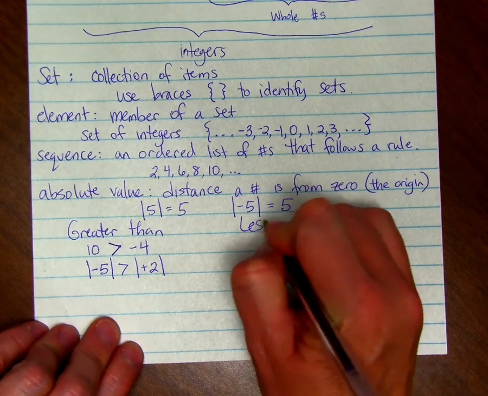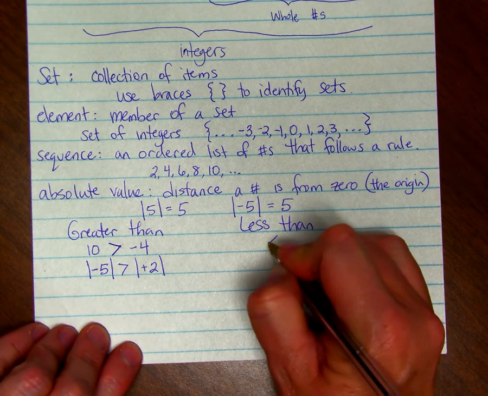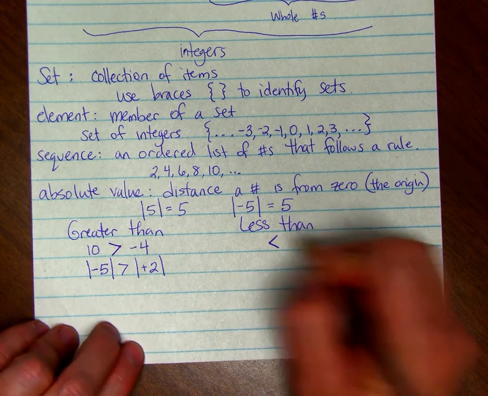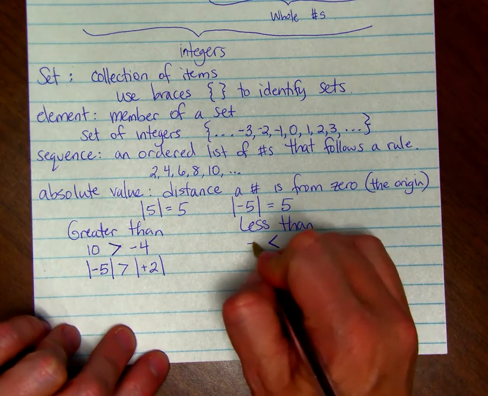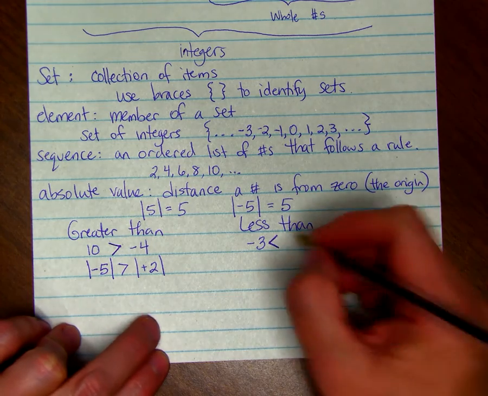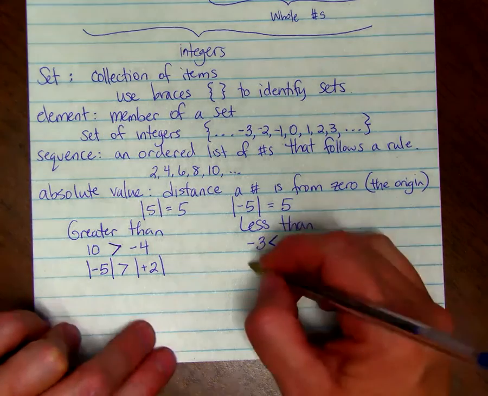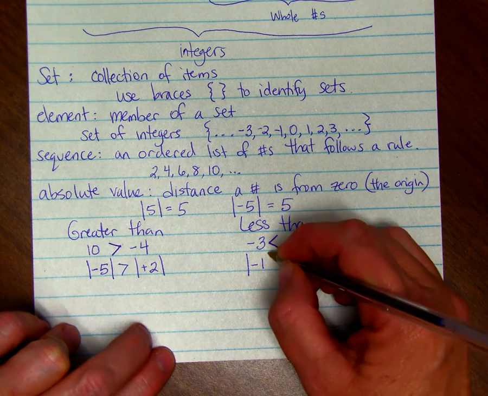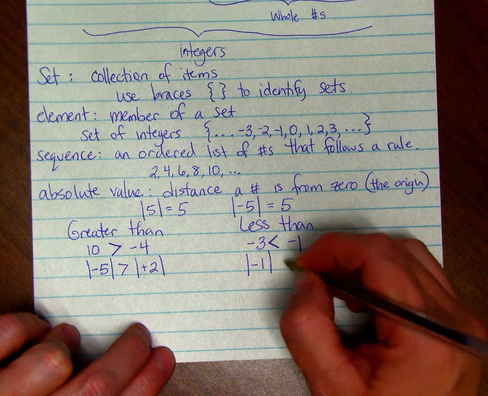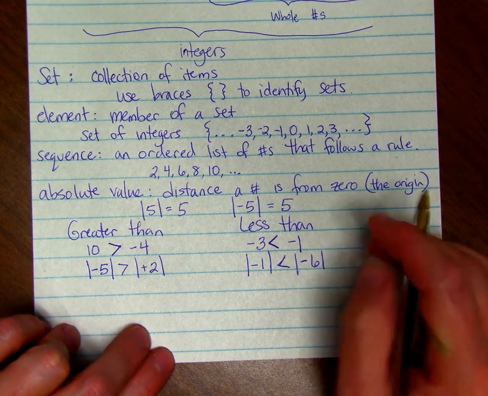Less than goes the exact opposite way of greater than, where the smaller part of the sign is on the left and the open part's on the right, which means a smaller number would be on the left and a greater number would be on the right. So the absolute value of -1 is less than the absolute value of -6.